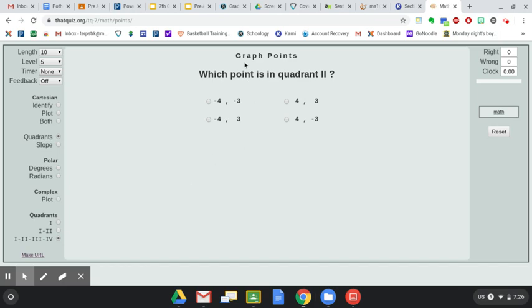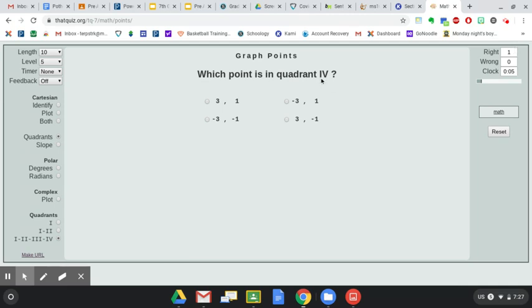Okay, so here it says which point is in quadrant 2. So that would be, on my coordinate plane, left and up. So left is -x. So I see these two choices have -x, these don't. So I know I'm over here. And then to get into the top left quadrant, I have to be +y. So I can click there, right? And again, it checks if I'm right or wrong.